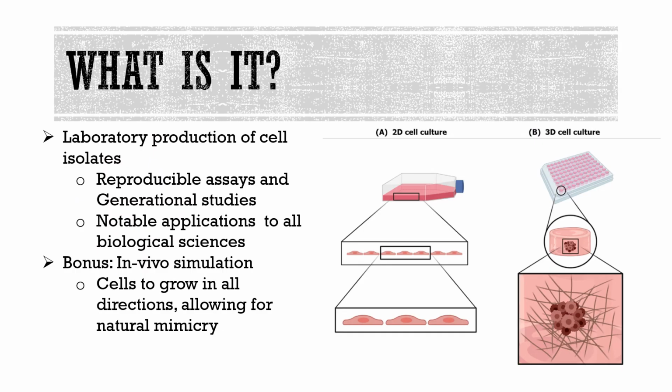3D cell cultures function similarly to 2D cultures in the sense that they allow for the proliferation of isolated cells in an artificial setting. They are free to grow independent of any changes that may occur in their natural location, or they can be made to endure altered conditions for the purpose of study.